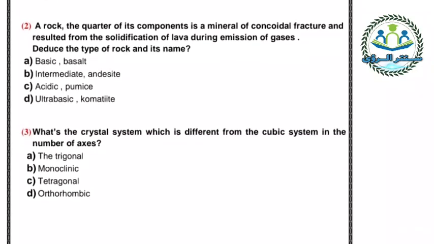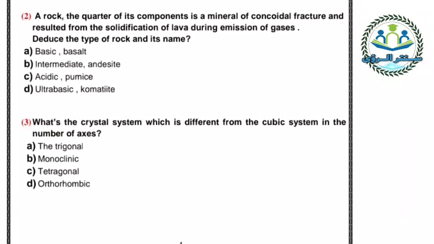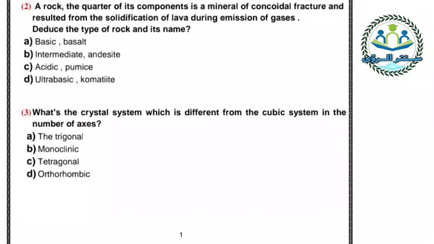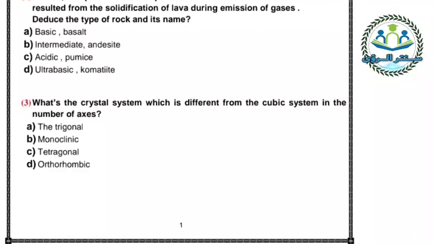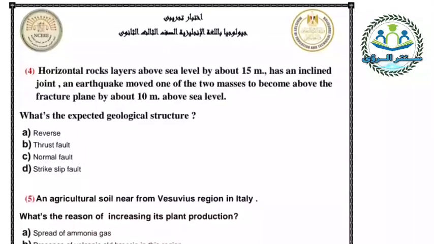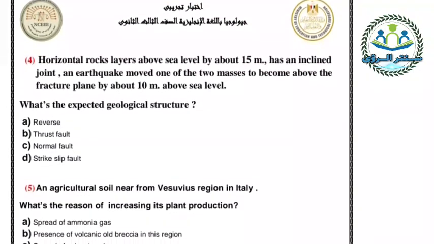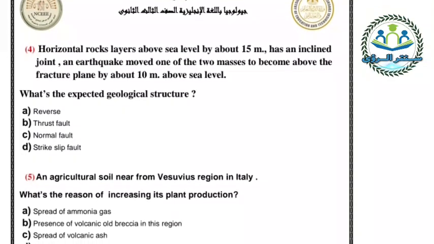3. What's the crystal system which is different from the cubic system in the number of axes? A. The trigonal. B. Monoclinic. C. Tetragonal. D. Orthorhombic.